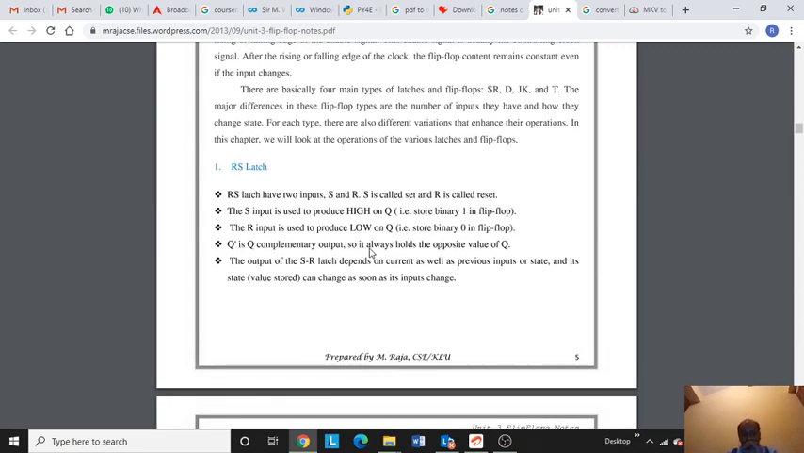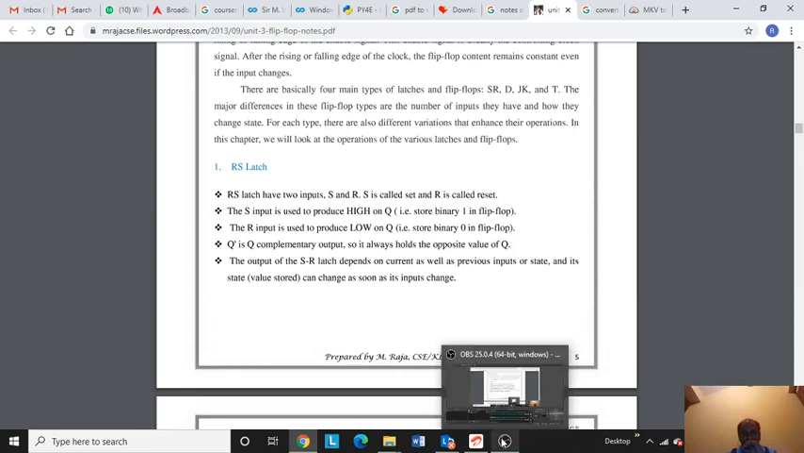Is it clear? In the next class we'll see the different types of latches and flip-flops and how they work.